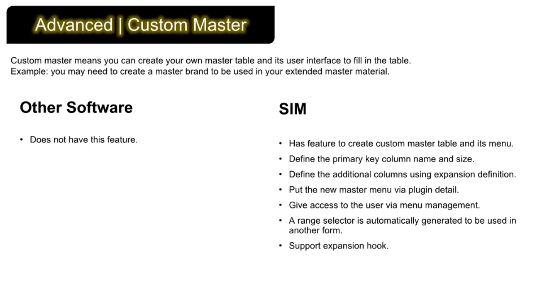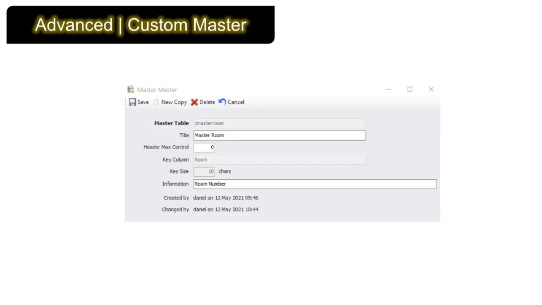Amazing. I am totally speechless now. You can even create a brand new menu with SIM. And that menu even connects to a brand new table that I literally create by myself? Yes, Mike. What is more, you can add expansion hook too to your custom master if needed. And a range selector is also generated for you, so you can add this brand as filter in, let's say, your sales order report. This is the interface of custom master, Mike.